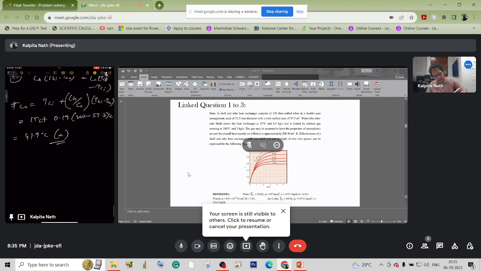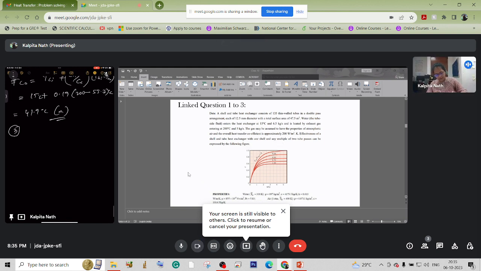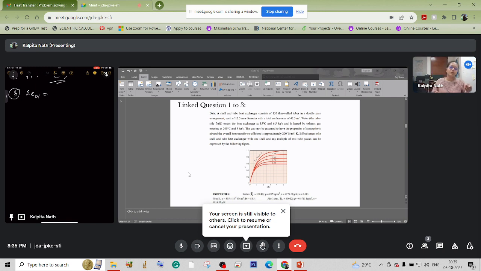So for the third question, where we need to find the heat transfer coefficient, first we will start with finding the Reynolds number. As I've already said, the mass flow rate will be divided by n because it is divided into n number of inlet tubes. Here n is 135.